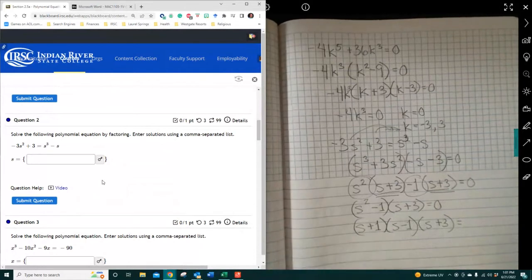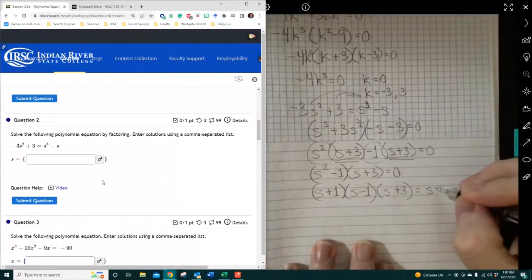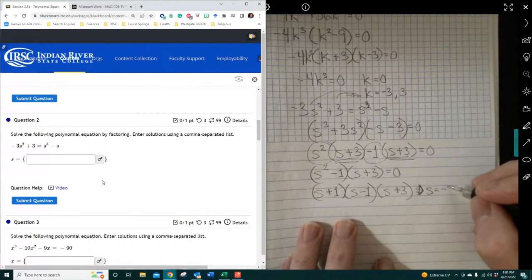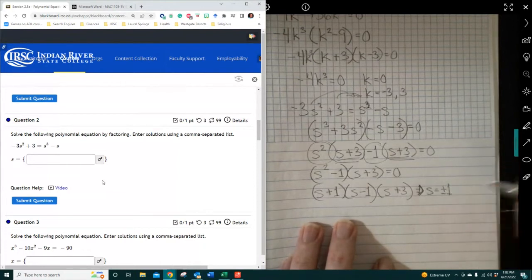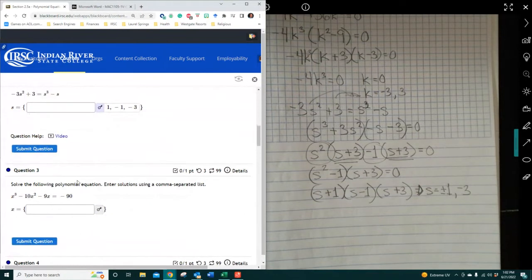And then, of course, if you set each equal to 0, then you're going to get s is equal to, okay, I'm going to put an arrow here. All right, s equals negative and a positive 1. So I'm going to put plus or minus 1 because I'm being lazy. And then I'm going to put minus 3. So there are our answers for this. So positive 1, negative 1, as well as the negative 3. So that's factor by grouping.